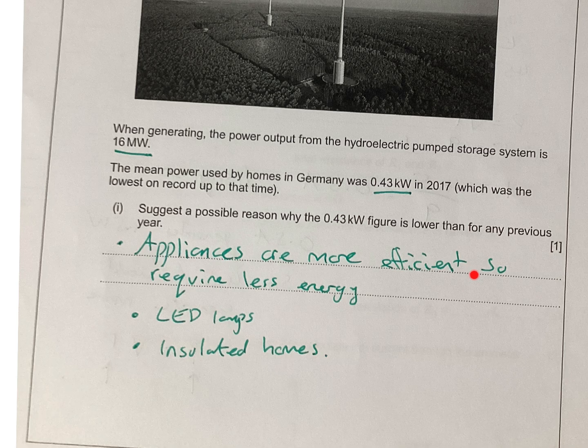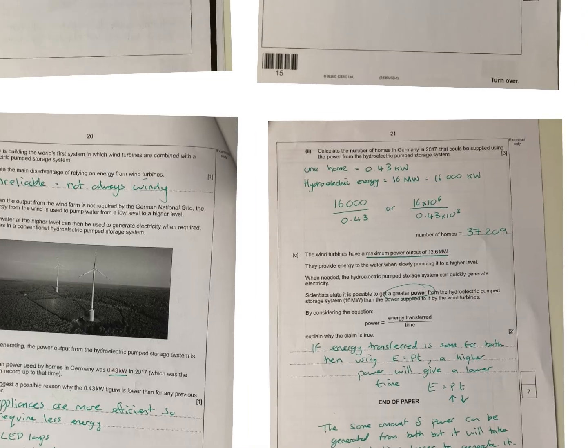Well, it might be that appliances got more efficient, so require less energy. It could be now we're using LED lamps, so require less energy. We're insulating homes better, so using less energy. It could be any one of those, okay, for 1 mark.